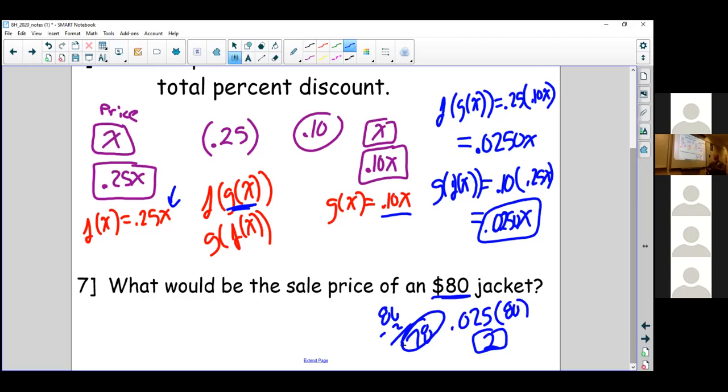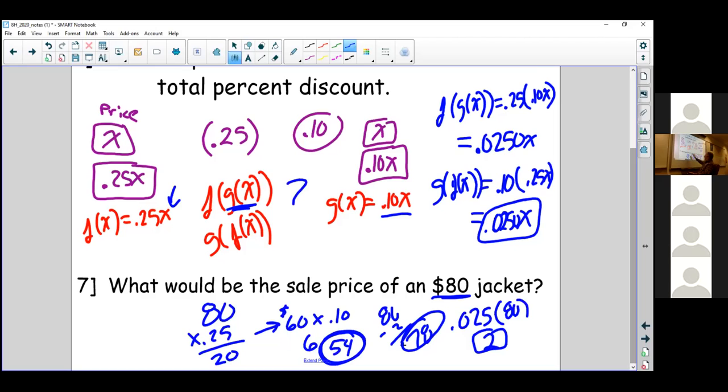Hang on, let's work it out the longer way. So let's say my $80 jacket, I got my 25% off. If I multiply that by 0.25, this is going to give me 20. So that means the jacket would cost 60 if I just had that. And then if I take the other 10% off that, that's another 6. So my jacket would then cost $54. So I made a mistake here. So I'm going to make that right.